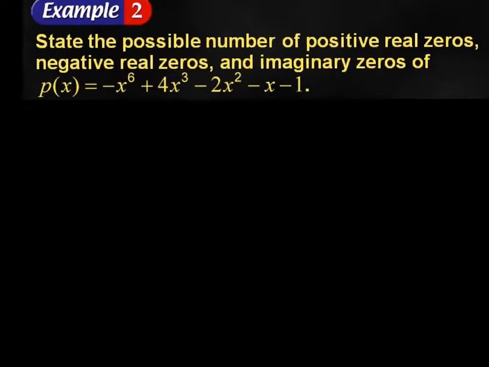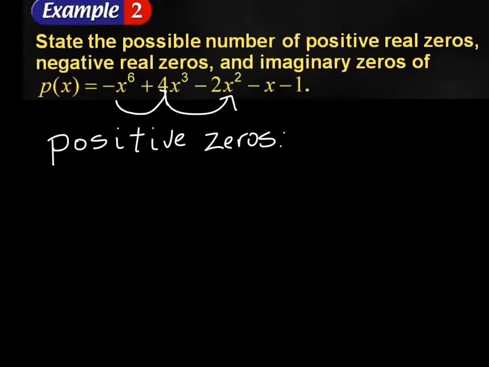Okay, they ask us to state the number of positive real zeros, negative real zeros, and imaginary zeros. We already have the positive set up. This is p of x. We should have a possible of 6 total, because this is a 6th degree. I have 1 sign change, 2 sign changes. So I could have 2 positive zeros or less than that by a multiple of 2, so 2 or 0.